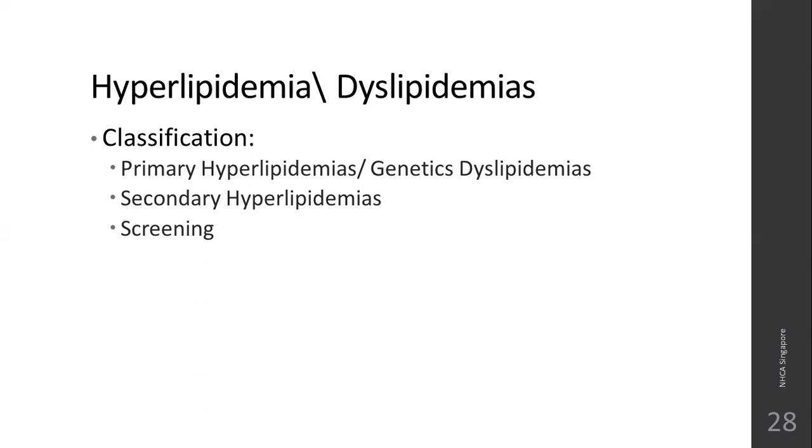Next topic is hyperlipidemias or dyslipidemia. Hyperlipidemia is too much lipids in the bloodstream. It is a family, a genetic condition as well, and that is the primary one. Secondary is based on your lifestyle. People who have hyperlipidemia have a very high risk of developing any form of heart disease.